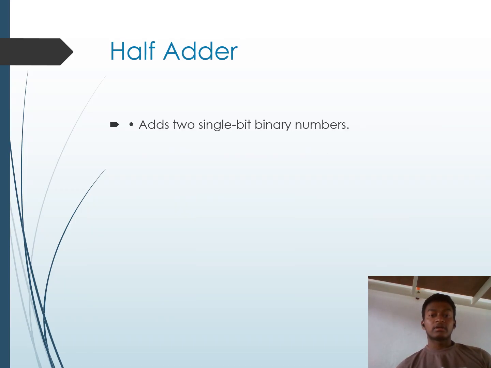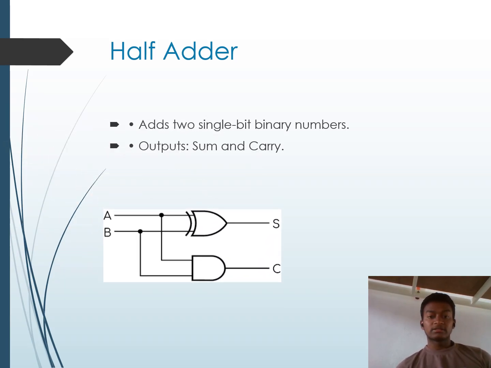Half adder. The half adder adds two single bit binary numbers and it produces outputs as sum and carry. This is the circuit of a half adder. So it takes two single bit inputs and produces two outputs. One is sum and the other one is carry. The sum is generated using XOR logic while the carry is generated using AND logic.